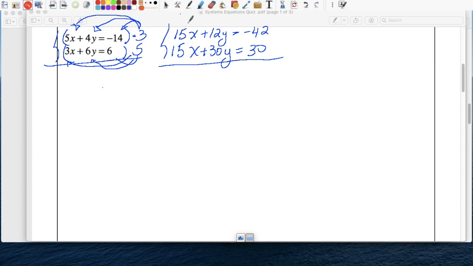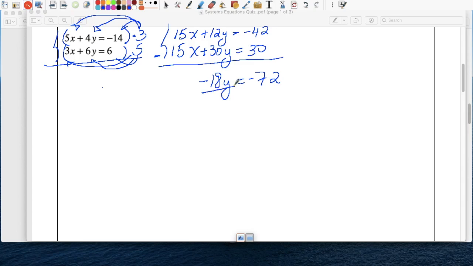The difference is now that I can get rid of the x's. And how am I going to get rid of the x? I'm going to subtract. I'm going to go equation 1 minus equation 2. So if I do 15x minus 15x, look, these two go away. 12y minus 30y gives me negative 18y. You have to be careful. Negative 42 minus 30 is negative 72. You will have a calculator.